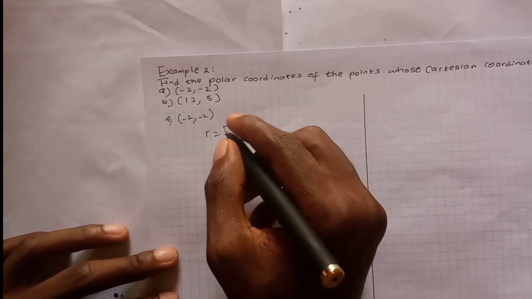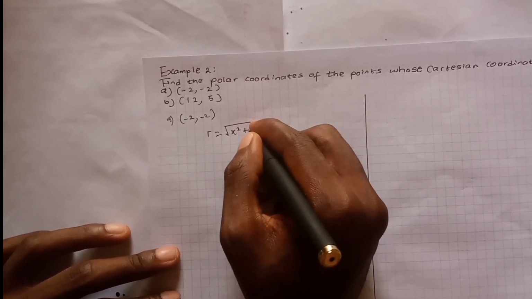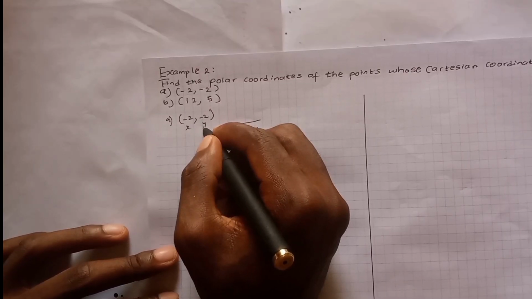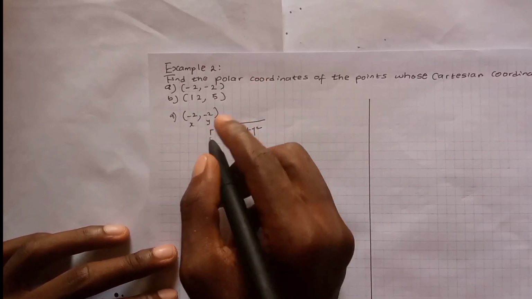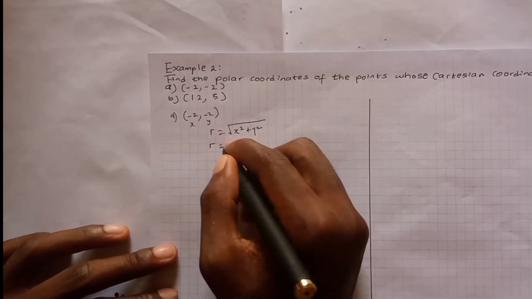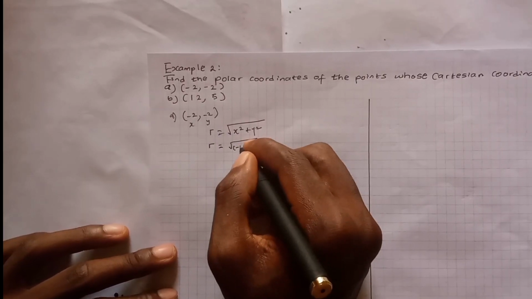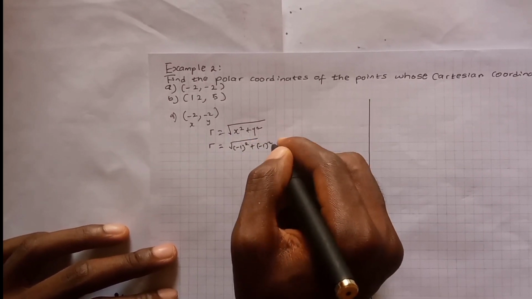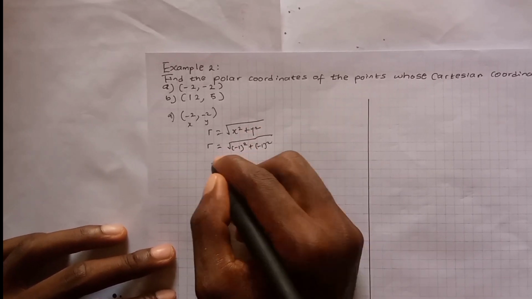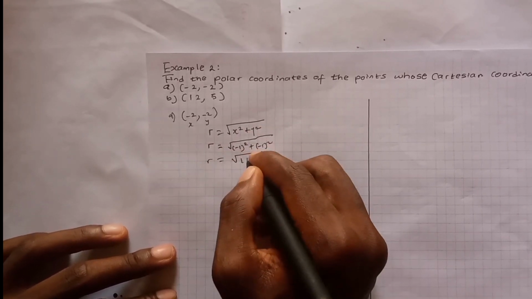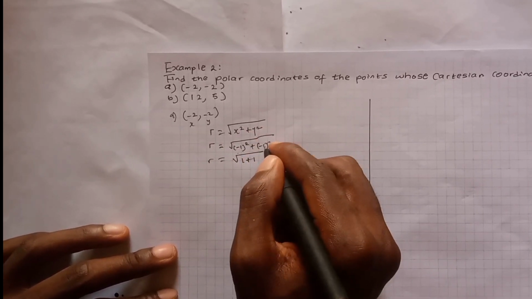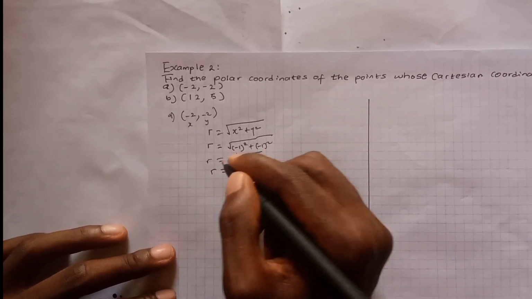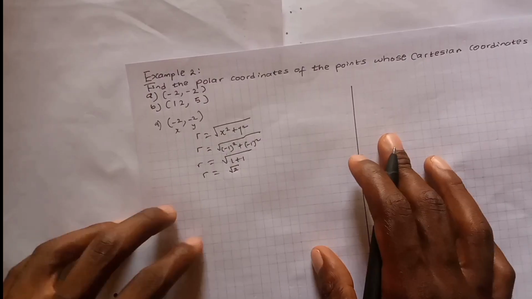The square root of x square plus y square. So this is your x, this is your y, right? So from here, r is what? The square root of -1 square plus -1 square, right? So from here we have r as 1 plus 1. Minus 1 square is 1, minus 1 square is 1. So when you add them, you end up with what? Root 2.